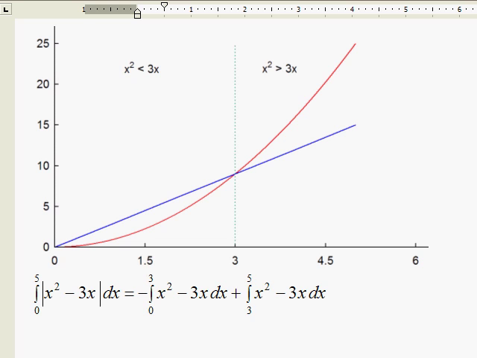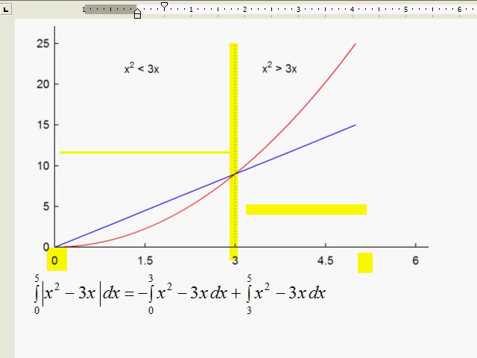I'll show you these results graphically. We want the area between the curves from 0 to 5. Well, 5 is out here. I'll just put a box for it. And if we look graphically, and then you can verify this algebraically, from 0 to 3, this region right in here, x squared is less than 3x. From 3 to 5, x squared is greater than 3x.